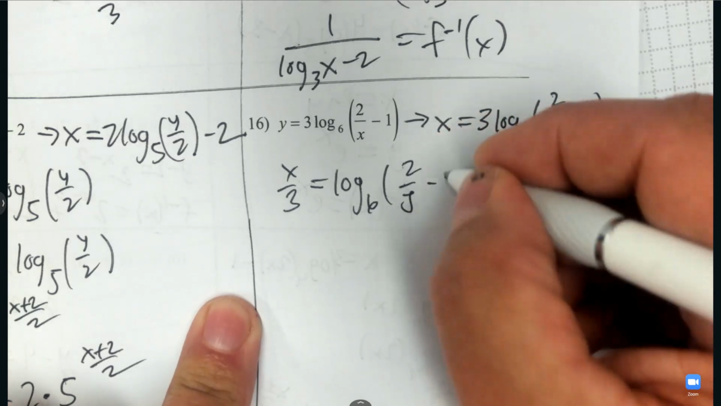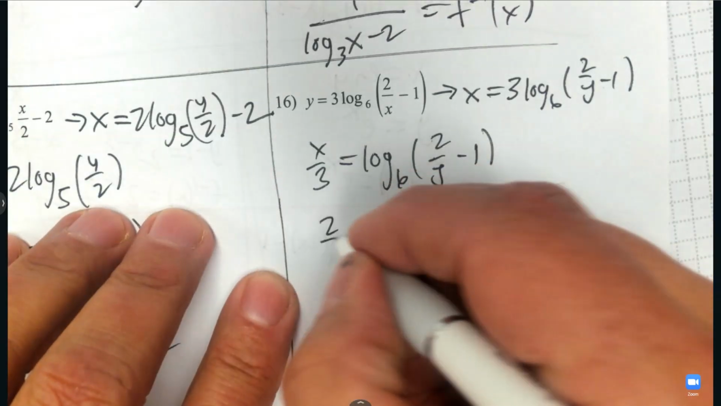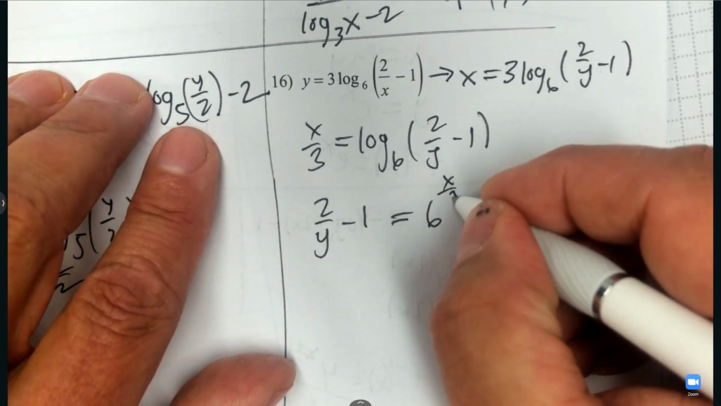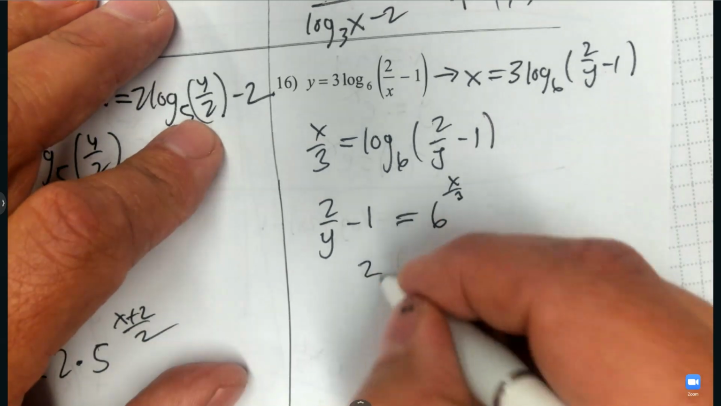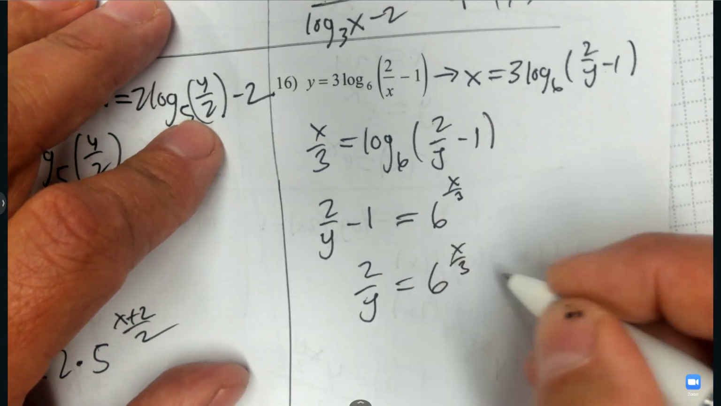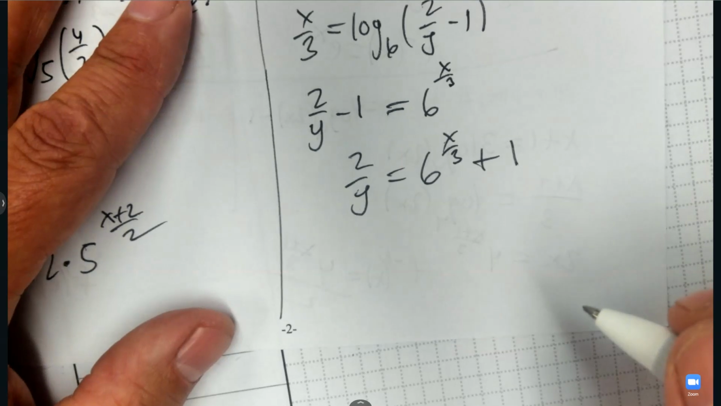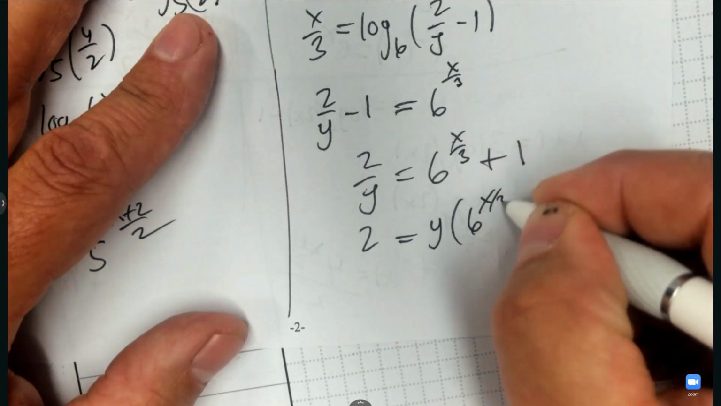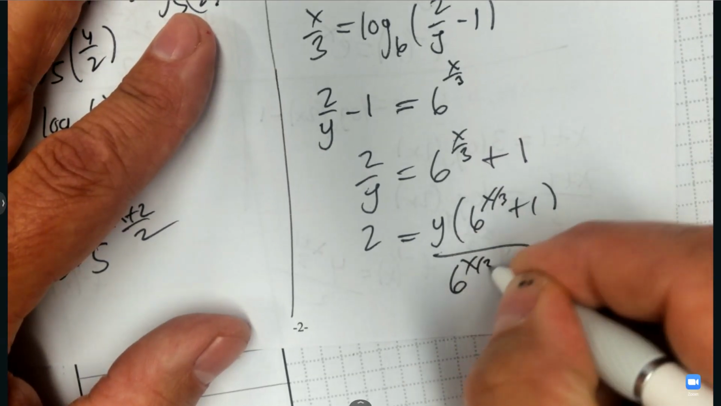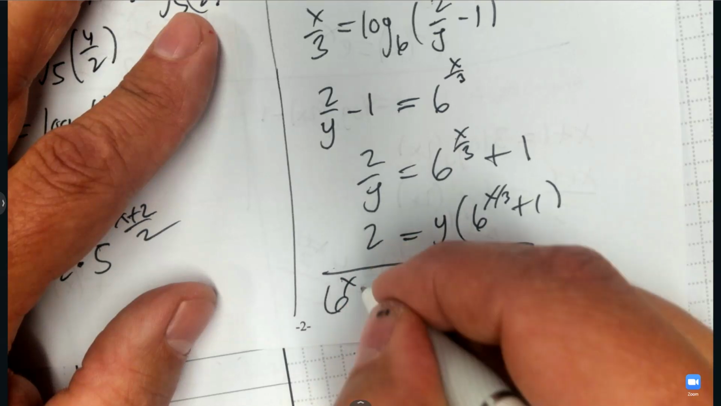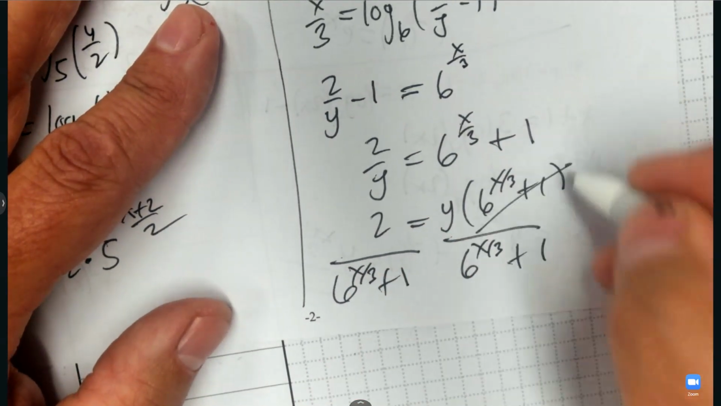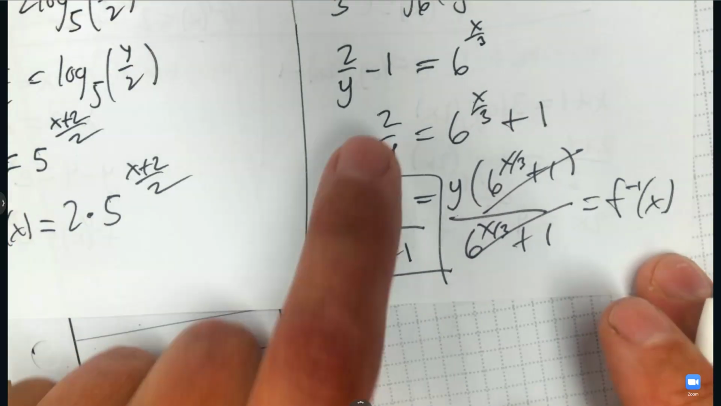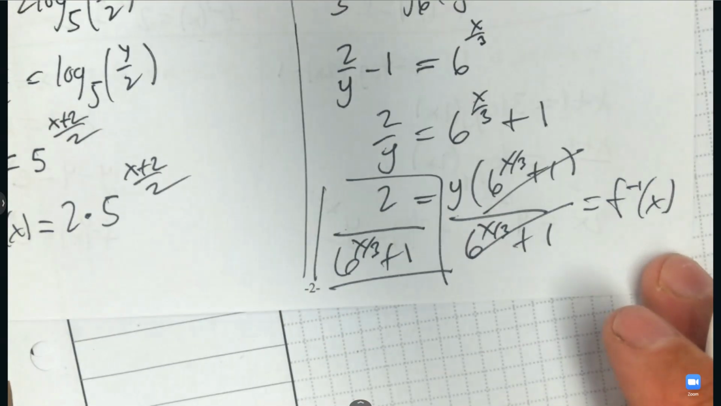So now the inverse of a logarithm is an exponential. So what's inside the parentheses? The base is 6 and the exponent is x divided by 3. Then we're going to add 1. We're going to multiply times y. And then we're going to divide by this, both sides, and then there's your answer. That is your inverse. So it's 2 over 6 to the exponent x over 3, plus 1.